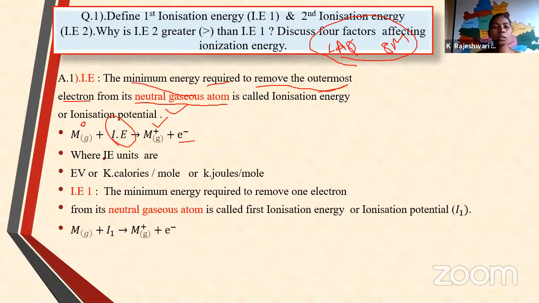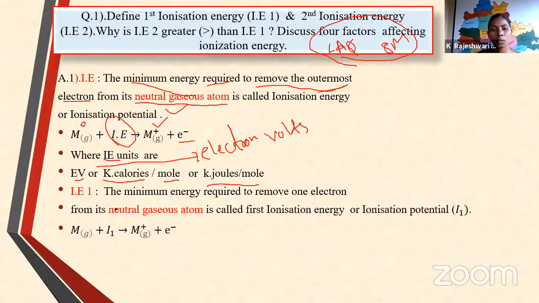Now, what are the units of ionization energy? The units of ionization energy are eV, or kilocalories per mole, or kilojoules per mole. eV means electron volts. Just now, in electron affinity also, we saw the same units.